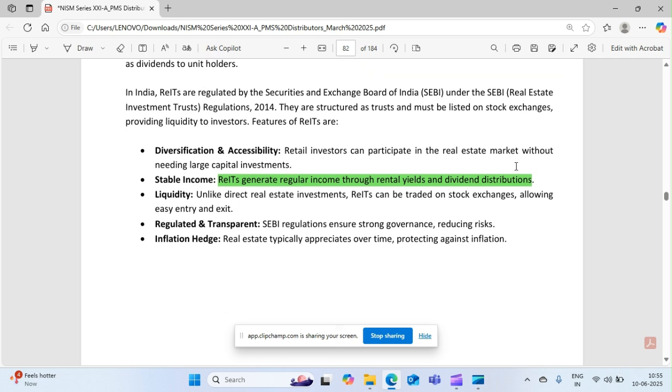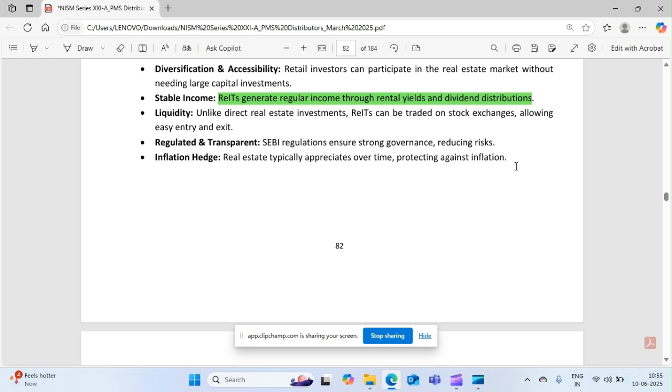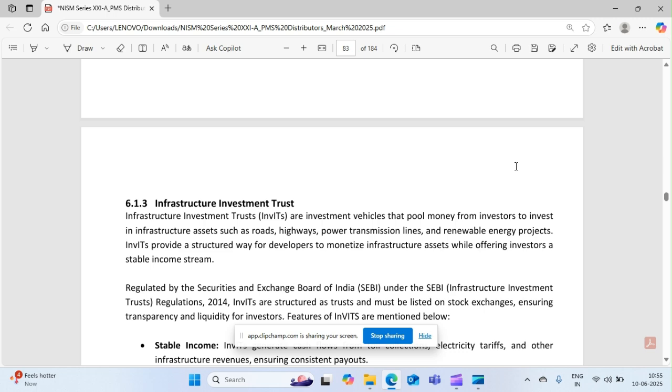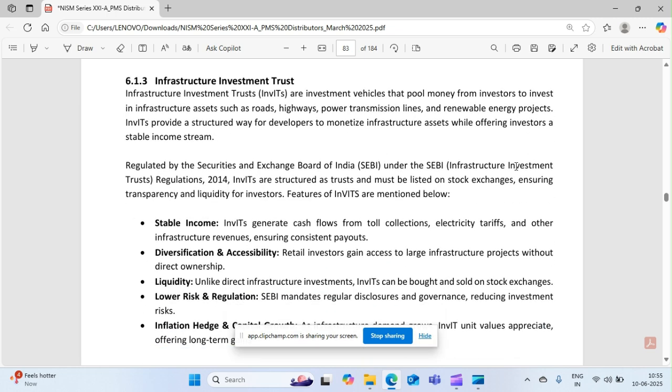They are regulated by SEBI, and it is said that real estate typically appreciates because of limited availability of land and the residential premises which are there. So this helps in protecting against inflation. Right, now we have infrastructure investment trust. Real estate investment trust was more focused on real estate. Now, infrastructure investment trust, as the name suggests, is focused on infrastructure.